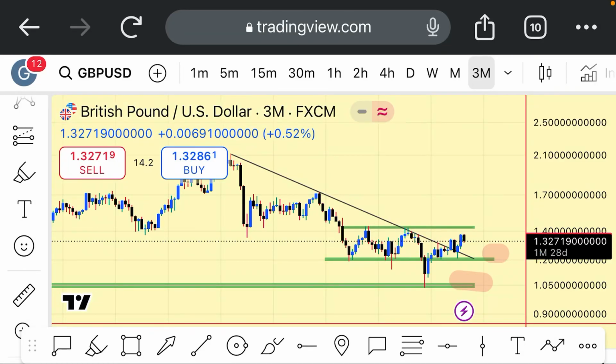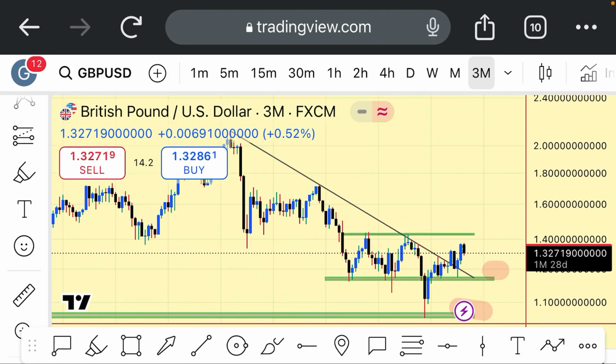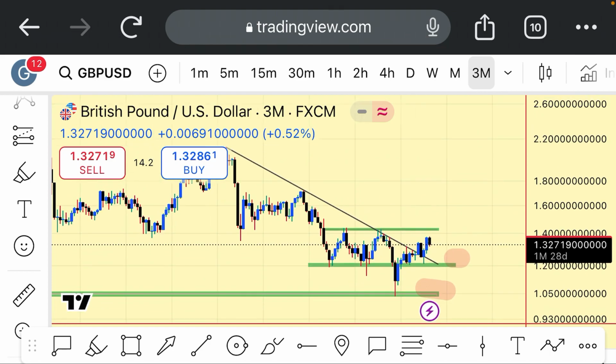Alright guys, so let me show you how I analyze the market in a nutshell. I start from the high time frame, which is my 3 month time frame, and I drop down to the monthly, weekly, daily, 4 hour, sometimes to 1 hour for my entries.